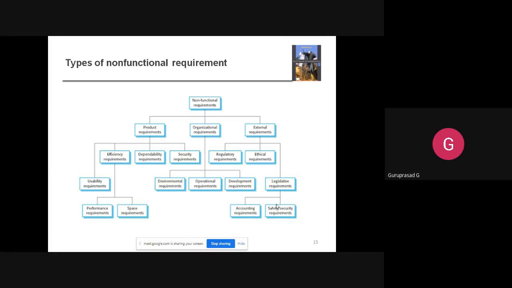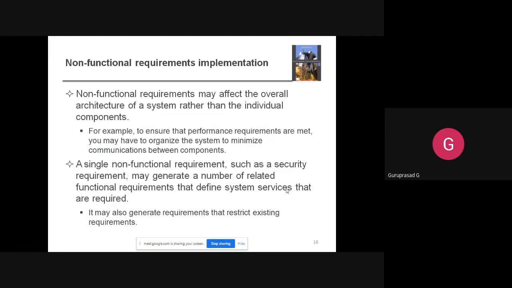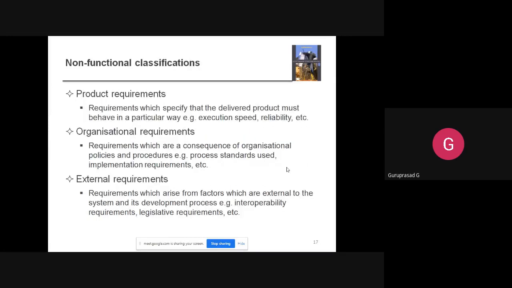What is requirement, what is requirement engineering, what are the broad classifications of the requirement: user requirement and system requirements. Then we discussed functional and non-functional requirements. Performance requirements are there. Ultimately the non-functional requirements will affect the architecture of the system rather than the individual components. Already I gave this classification: product requirements, organizational requirements, external requirements.